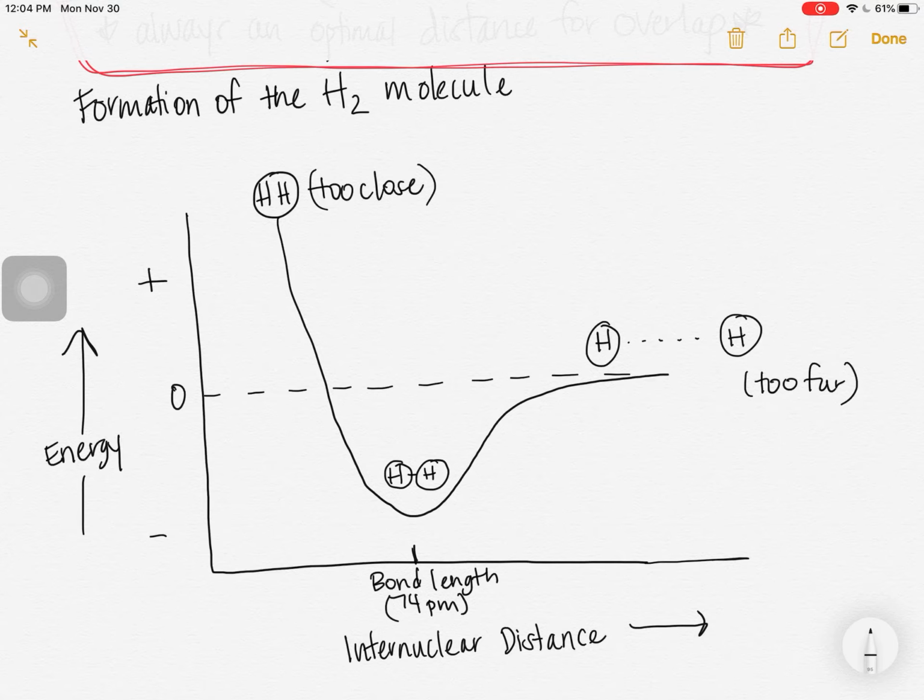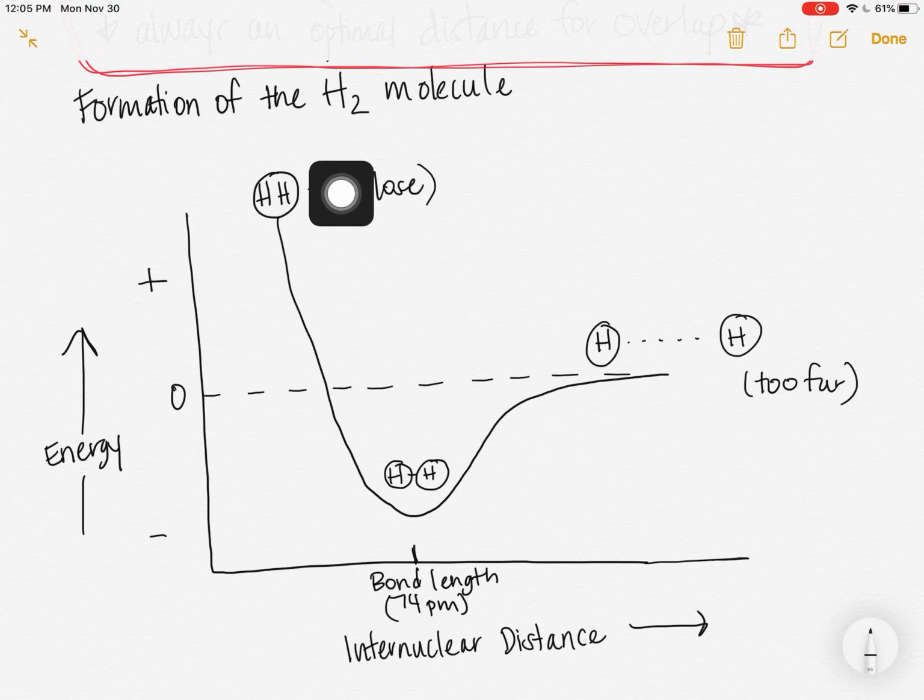So this is a graph, and this is an extremely important graph. It's been on the AP test before. It appears a lot, and this is the reason why we have molecule formation. If you look at what this graph is, it's a graph of energy versus something called the internuclear distance, which is basically the distance between the two nuclei. In this case, it's the formation of H2, which is formed from two hydrogens.